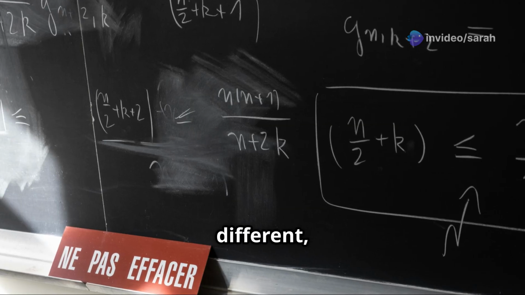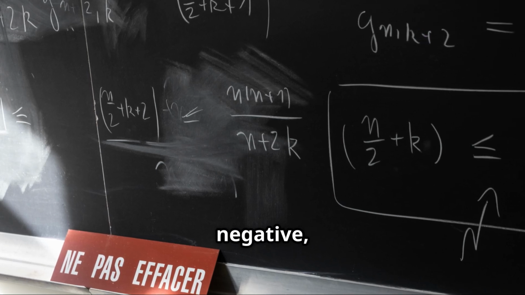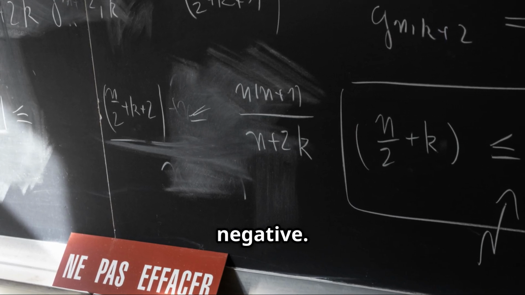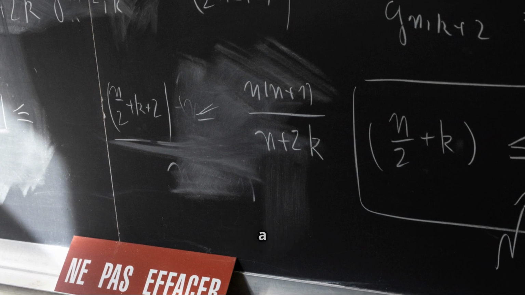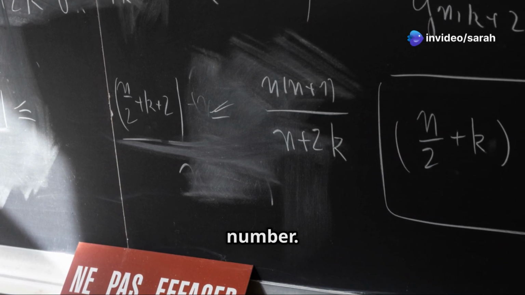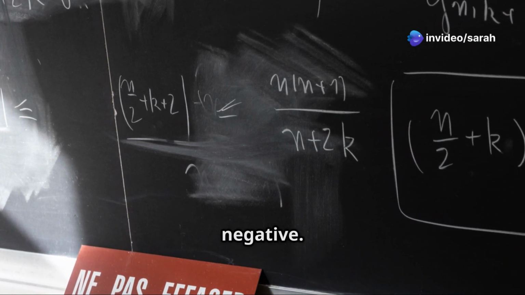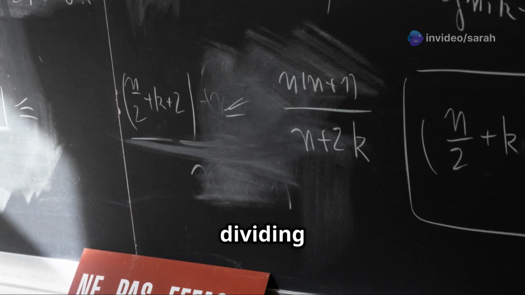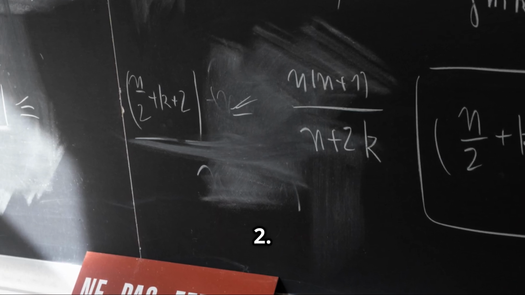If the signs are different, one positive and one negative, the answer is negative. This rule applies when you divide a positive number by a negative number, or a negative number by a positive number. The result will always be negative. For example, dividing 8 by -4 gives you -2.